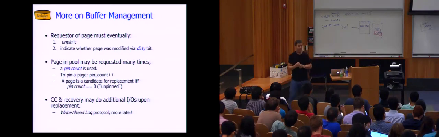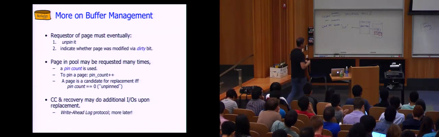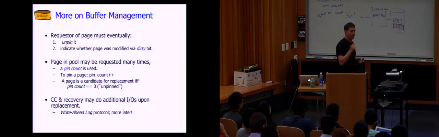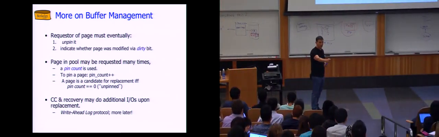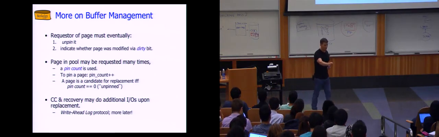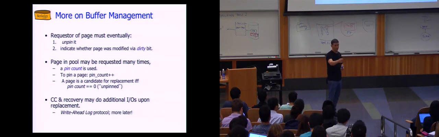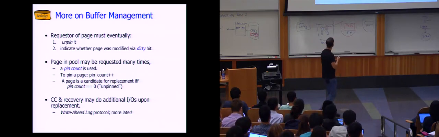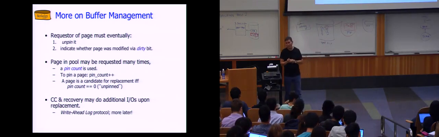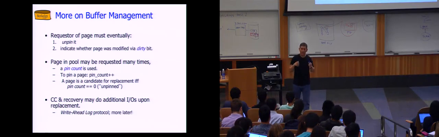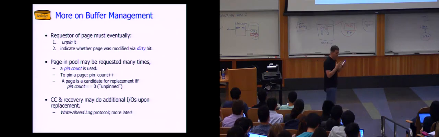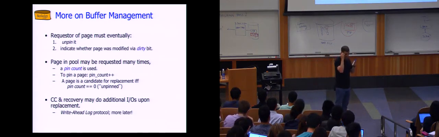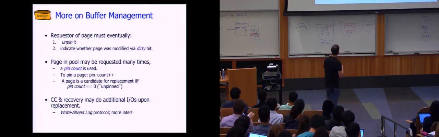The requester of a page must eventually unpin it and indicate when they unpin it whether they dirtied it. So the reason you pin a page is because you're about to scribble on that memory, and you don't want it to replace that page while you're changing it. Okay? And then when you're done scribbling on it, you set it to dirty and you unpin it. Right? Now, many people, many threads or queries, may want to pin the same page. Maybe they're reading it and they're in the middle of doing some query processing operation and they can't lose it. So there's a pin count.